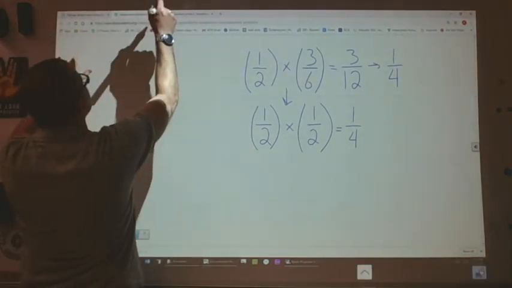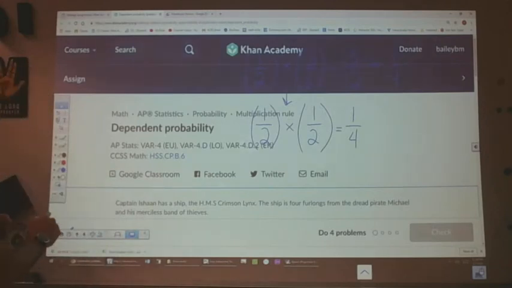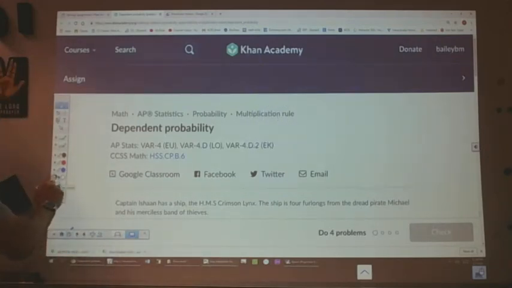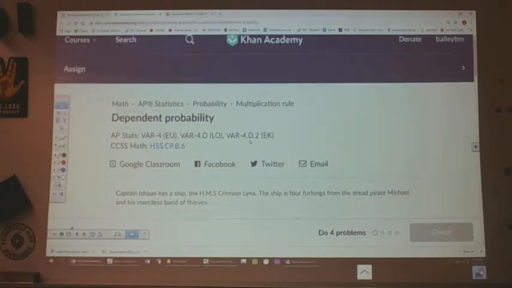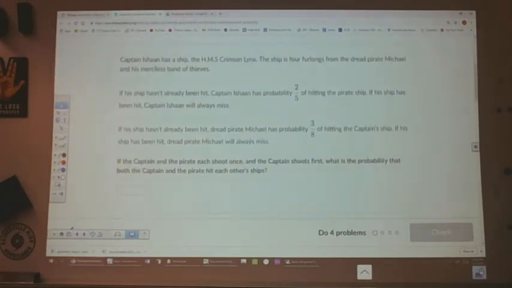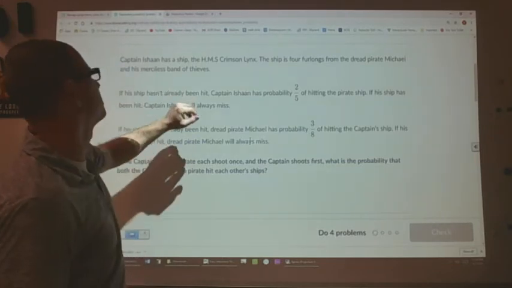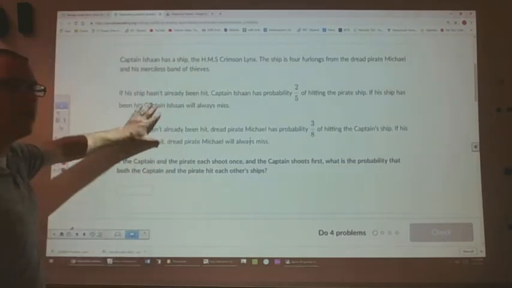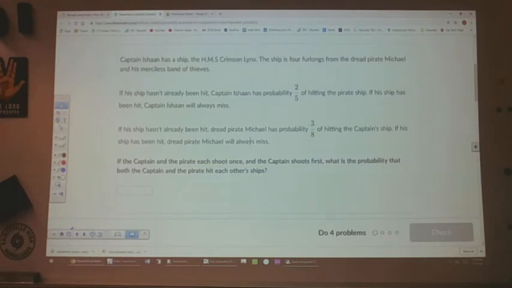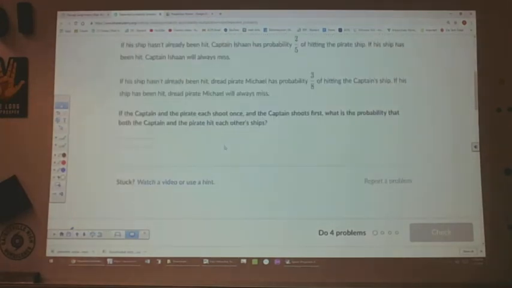Now, let's do some dependent events. All right. So, Captain Ishan has a ship, the HMS Crimson Lynx. The ship is for blah, blah, blah. Pirate Michael and his merciless band of thieves. Okay. Then we have these probability breakdowns. We're going to have to use a tree for this one.